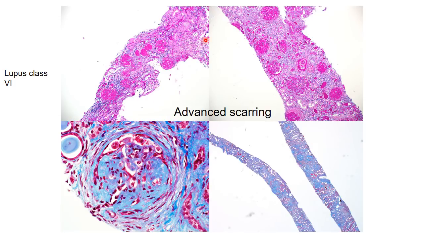In lupus class 6, you can see that each of these gloms look kind of dead and gone. They're just looking like small blobs out there. And for renal pathology stains, blue is bad. The more blue you see, the worse it is. So this is pretty much all sclerosed kidney. In this patient, I would not do any immunosuppression to try and salvage any of that kidney.